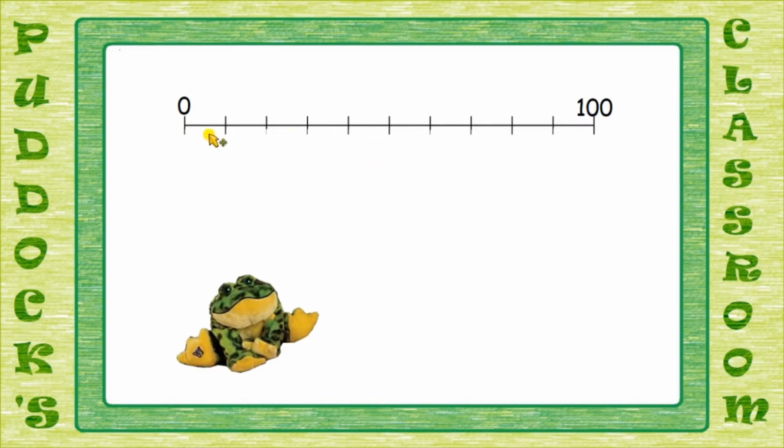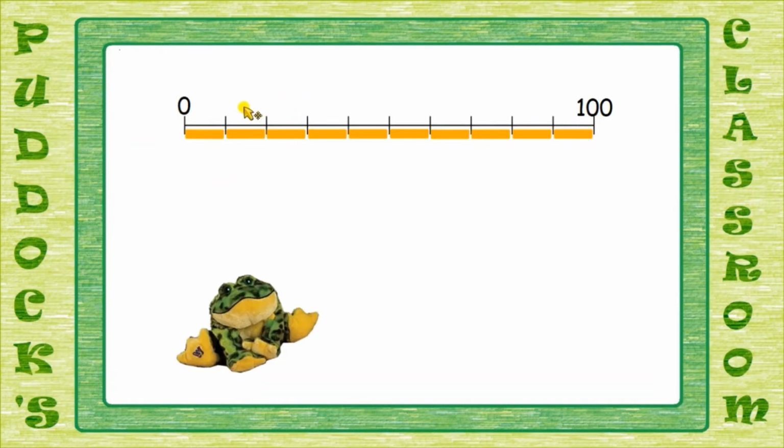So let's count the spaces. We have got 1 space, 2 spaces, 3 spaces, 4 spaces, 5 spaces, 6 spaces, 7, 8, 9, and 10 spaces. So we have got 10 spaces. The 100 that we have has to be shared equally between the 10 spaces. And if you share 100 between 10, you will find that each of those spaces is worth 10. So that means that every time we jump, we are going to jump 10.